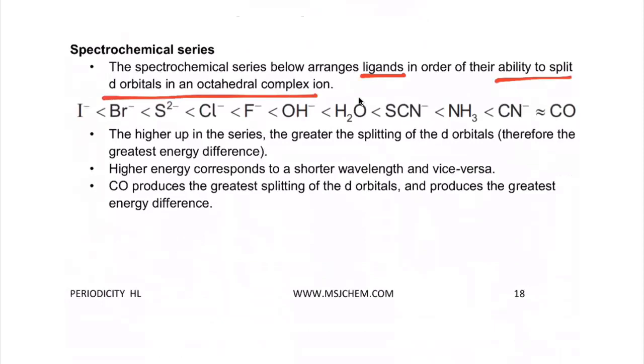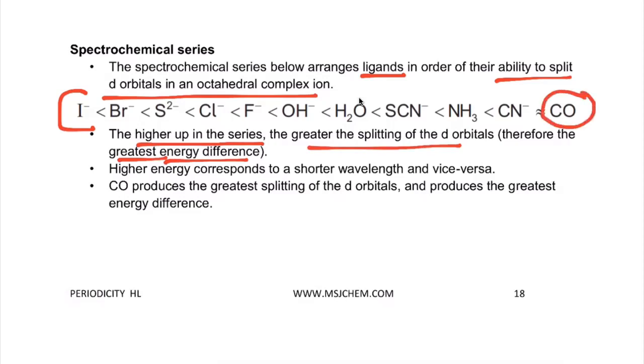So over here with iodide, because it's an ion, iodide has the lowest energy difference, because it says right here, the higher up in the series, the greater splitting of the d orbitals, and therefore the greatest energy difference. So carbon monoxide over here on the right side causes the largest energy difference. Okay, so highest energy difference is going to be something more high energy, so that would be closer to violet. Okay, so that's basically what it says here.